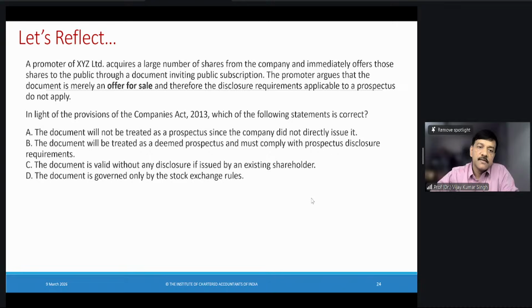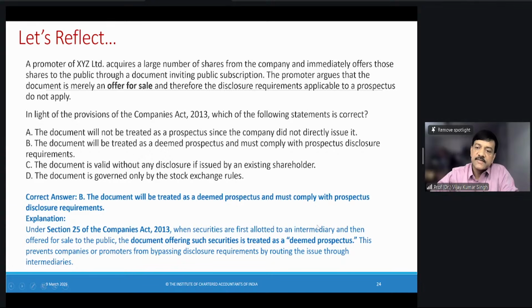B, C, B. Okay. So your answer is B. The people who answered B are correct. Under section 25 of the Companies Act, when securities are first allotted to an intermediary and then offered for sale to the public, the document offering such securities is treated as a deemed prospectus. This prevents companies or promoters from bypassing disclosure requirements by routing the issue through intermediaries.